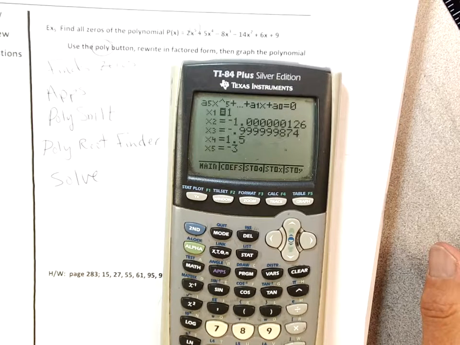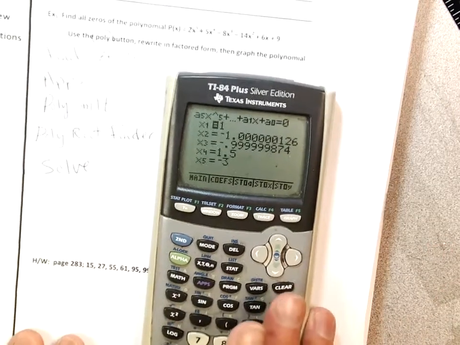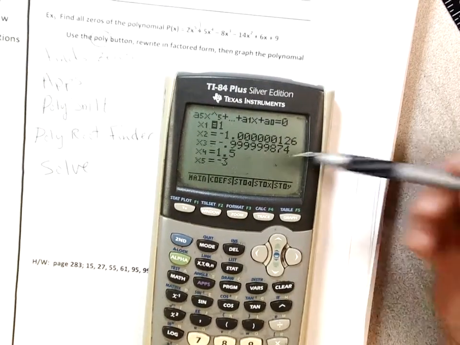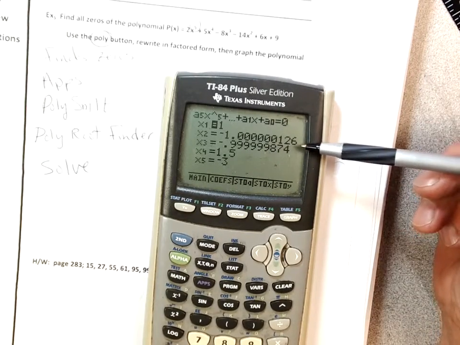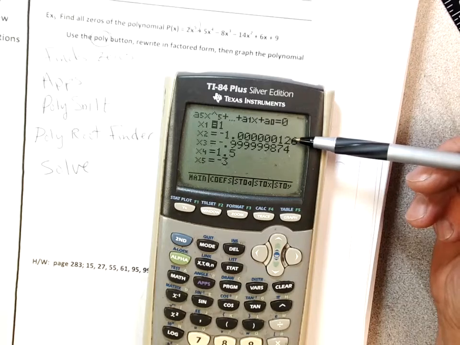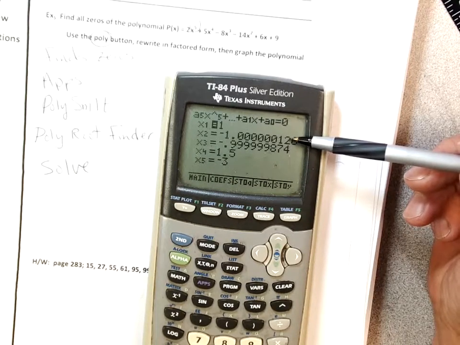Wait, how did you get from the polyroot finder mode to that? Okay, hold on. Let me finish up. I'll show you. What I have is 1. I've got -1. Now remember, the calculator does not do math. It tries to find them. So these answers aren't exactly accurate, but we're going to make them accurate.